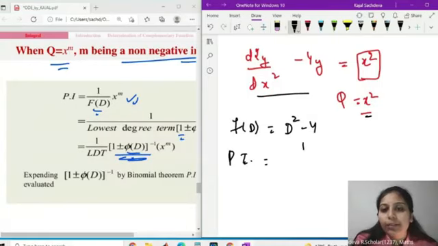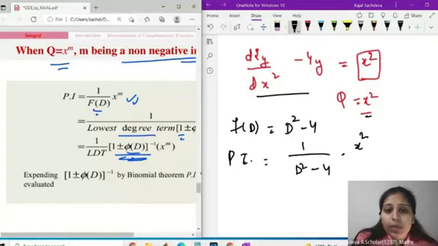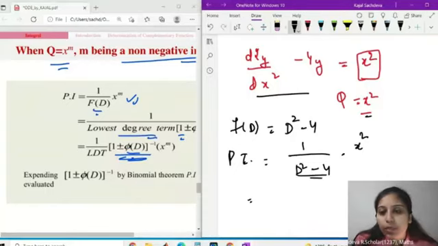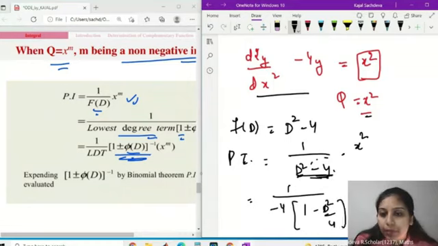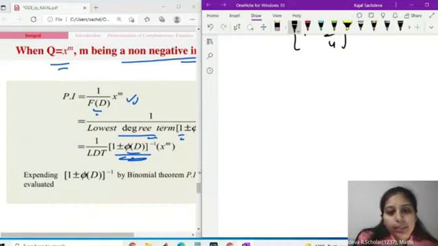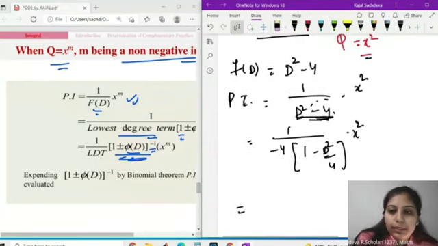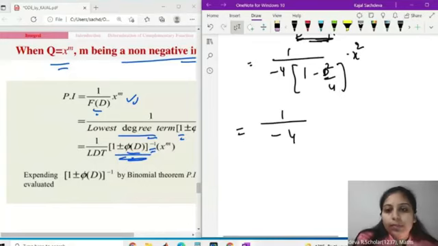For finding PI, we have 1 upon f of D, that is D square minus 4, into Q. Q can be replaced by x square. Now what we have said here: take the lowest degree term common. We can see from here the lowest degree term is the constant term. So taking minus 4 common, we are left with 1 minus D square by 4, into x square. Next, just taking the inverse, we have (1 - D square by 4)^-1 into x square.